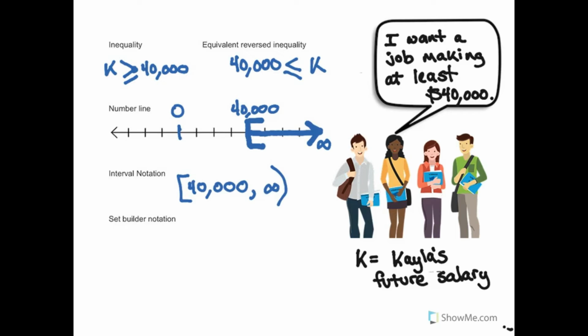For set builder notation, write the curly bracket, the variable, the little colon that means such that, and the original inequality, K is greater than or equal to 40,000. Close the curly bracket.